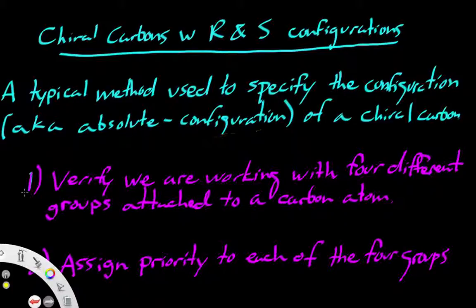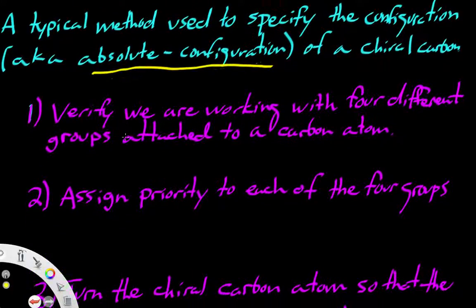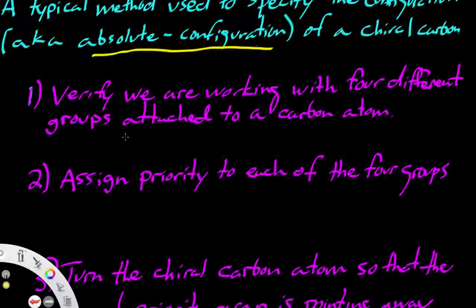But typically on a test, you will be given a sawhorse projection, and for that reason we will try to solve them from a sawhorse projection. So I want to mention a typical method used to specify the configuration, also known as absolute configuration, of a chiral carbon. Number one, we are going to verify that we are working with 4 different groups attached to a carbon atom. We need to make sure those groups are all different, and if 2 are the same, then we will be unable to assign R or S to our carbon atom, which will therefore make it achiral, and we won't be working with a chiral carbon.